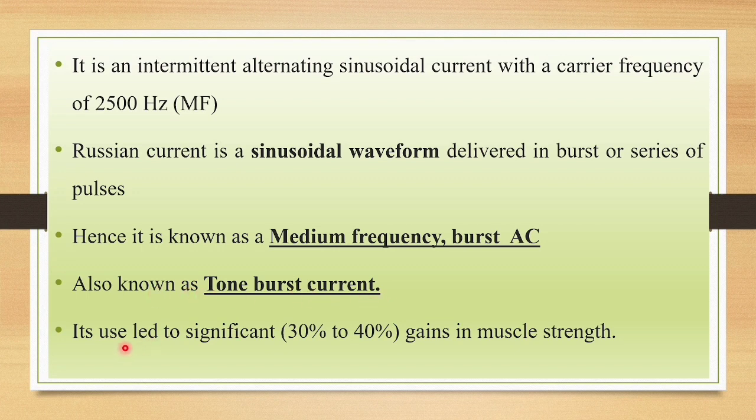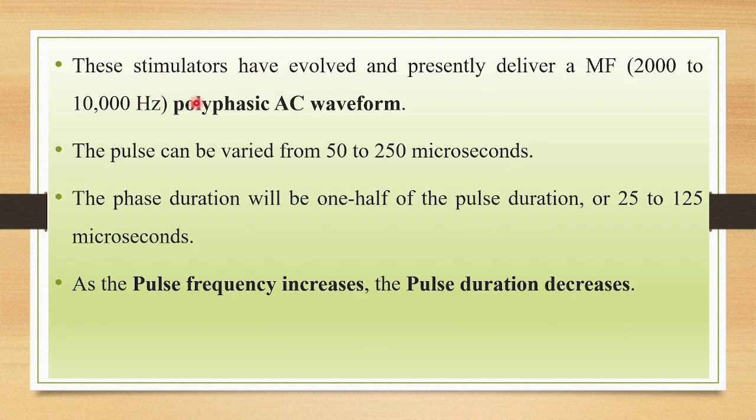Its use led to a significant increase in muscle strength, that is 30 to 40% gain apart from the normal strengthening protocol. These stimulators have evolved and presently deliver a medium frequency polyphasic alternating current waveform, and the pulse can be varied from 500 to 250 microseconds. The phase duration will be one half of the pulse duration, that is 25 to 125 microseconds. As the pulse frequency increases, the pulse duration decreases. So pulse frequency is inversely proportional to pulse duration. Pulse frequency increases means pulse duration will decrease.